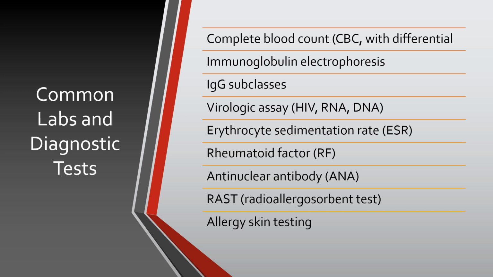ESR, and we'll see it elevated in immune disorders. Rheumatoid factor, we will look at if we're thinking about juvenile idiopathic arthritis or systemic lupus. Anti-nuclear antibody, or ANA, if we're looking for lupus. RAST, or radioallergosorbent test, helps test with asthma and or food allergies. And then our allergic skin testing helps with, again, testing for allergic rhinitis, asthma, checking to see what kind of allergies our kids may be allergic to that's causing some of those disorders.